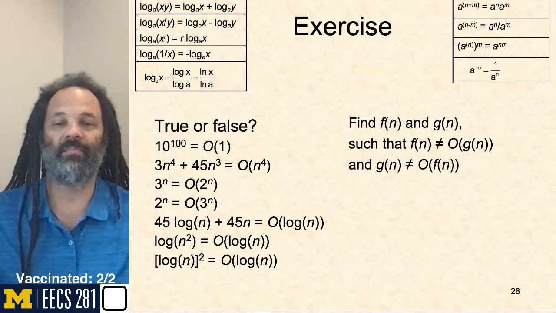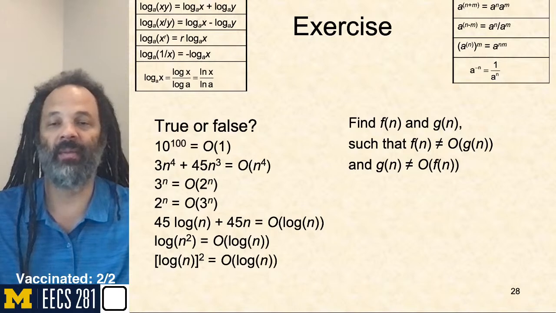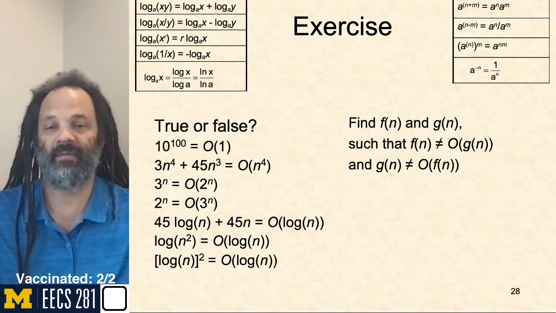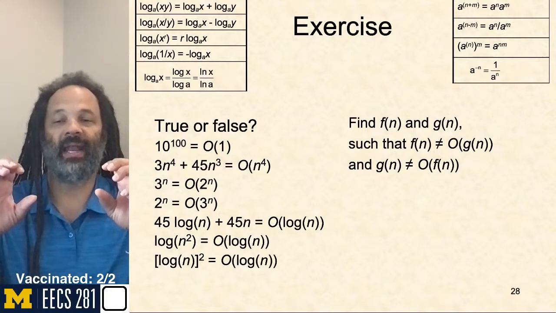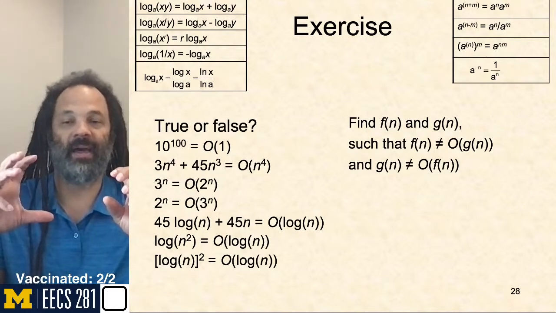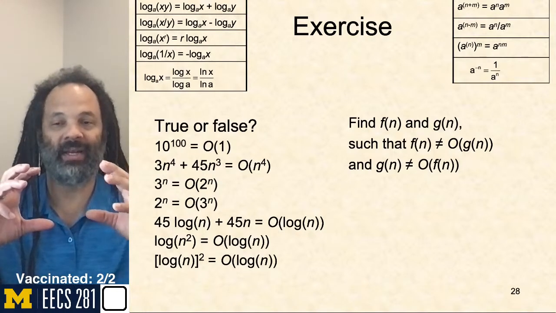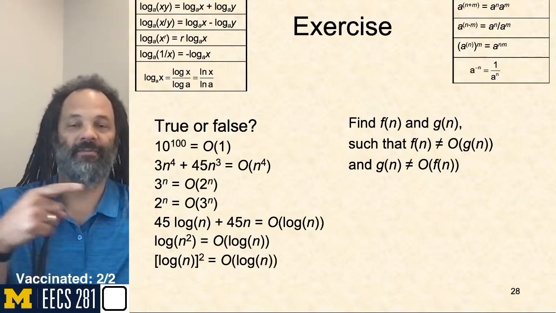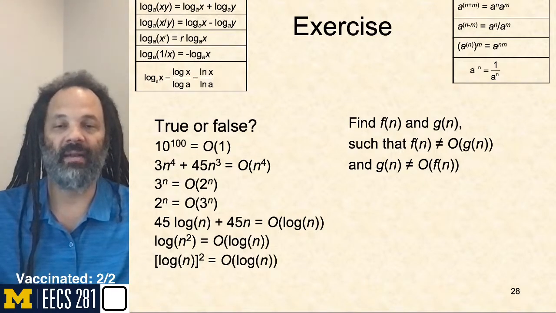How about the next one? 3 to the n, is that big O of 2 to the n? That's not so good. Every time I add an n, I'm really multiplying both of these sides by one more value. So there's a bunch of 3's on this side and a bunch of 2's on this side, and every time I add n, I multiply this by 3 and I multiply this by 2. This side is never going to keep up. So I'm going to say false. 3 to the n is not big O of 2 to the n.